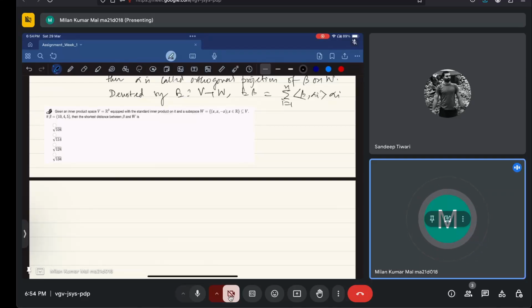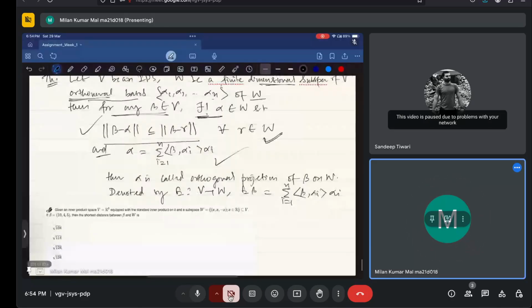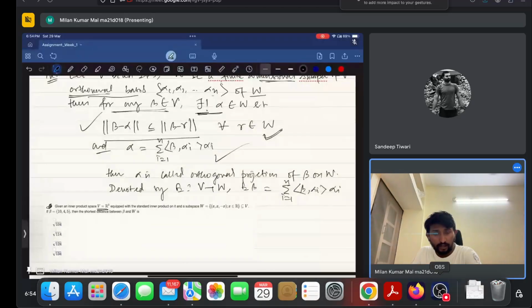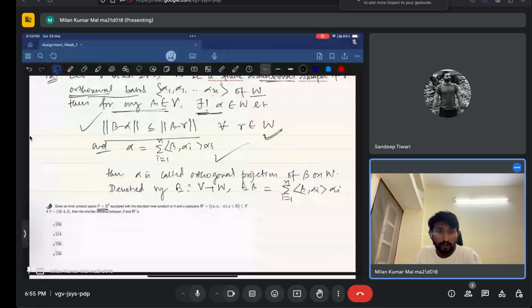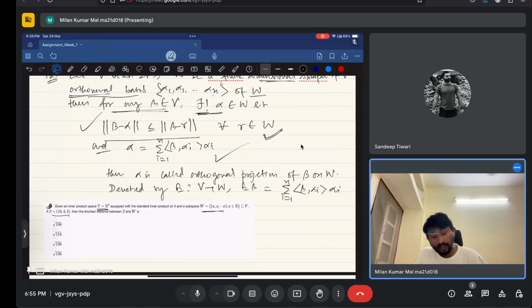That is clear. You know what the shortest distance is. I have said this is the shortest distance. Whenever you have two things here, the vector space V is there. Secondly, the finite dimensional subspace W is there. W is generated by the vector 1, 1, minus 1. So beta is there. We have to find the orthogonal projection, find alpha, and find the norm of beta minus alpha.